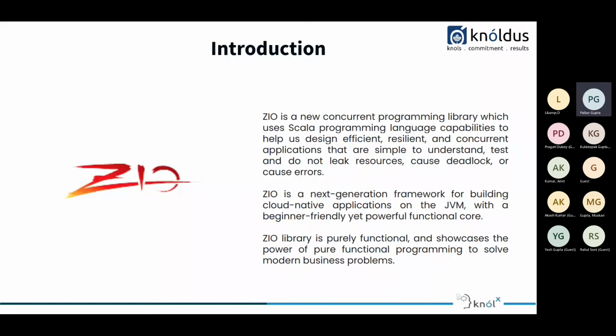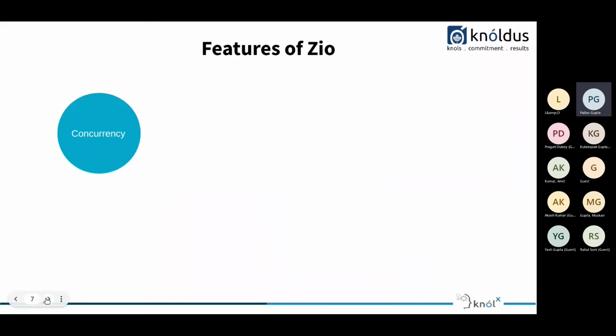So, moving forward, features of ZIO. Concurrency: using an asynchronous fiber-based model of concurrency that never blocks threads or deadlocks. ZIO can run thousands or millions of virtual threads concurrently. Efficiency: ZIO automatically cancels running computation when the result of the computation is no longer necessary, providing global application efficiency for free.